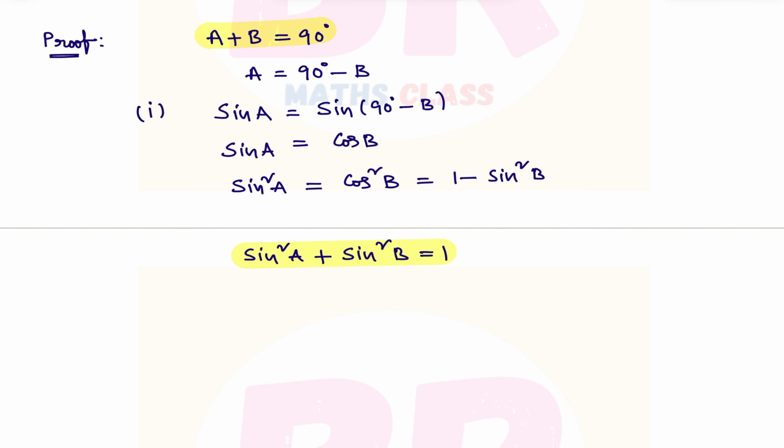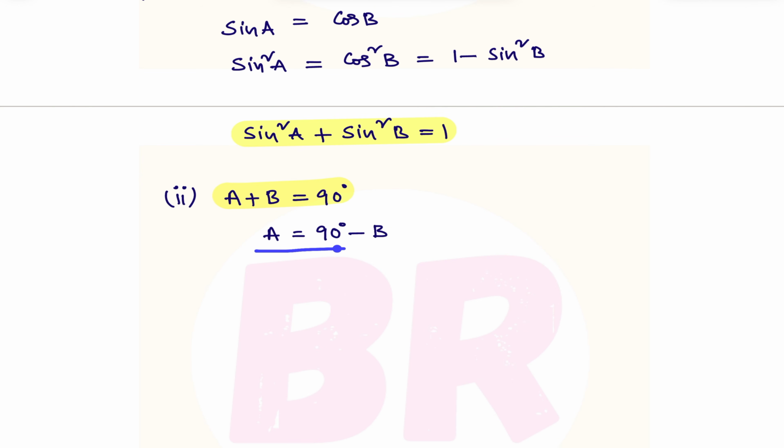Not only that, whenever a plus b is 90 degrees, cos square a plus cos square b is also 1. Now, I'll derive the second one. As they have given a plus b is 90 degrees, I know that a equals 90 minus b. I want to prove that cos square a plus cos square b equal to 1. So, I'll apply cos to this on both sides. Cos a equal to cos of 90 minus b. As 90 degrees is there, cos changes to sin. So, cos of 90 minus b is sin b, as 90 minus b is in the first quadrant where all trigonometric functions are positive.